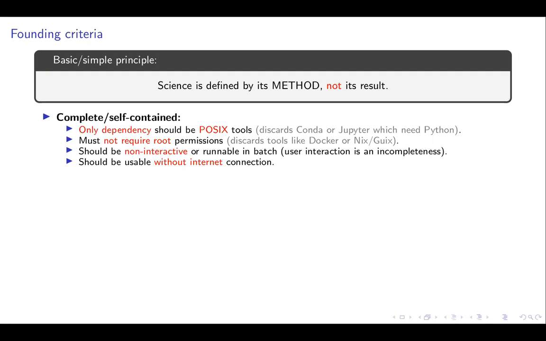So the basic idea is that the project should be complete. You should be able to run the project with a minimal Unix-like system. Now over here I called it POSIX. Well, POSIX is not too well defined, let's say. So let's just say minimal Unix-like operating system. It should not require root access.